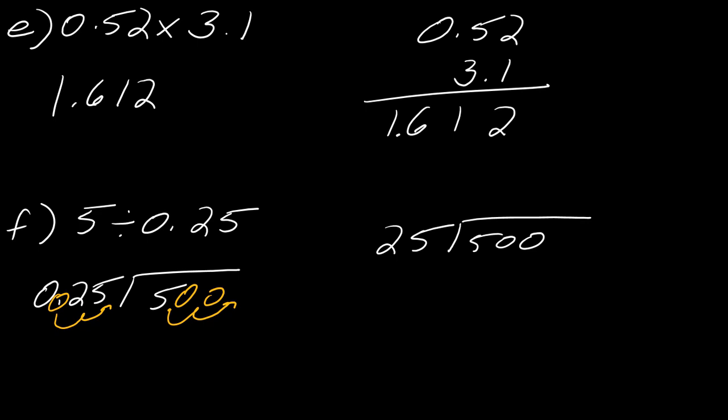And I know that 25 goes into 50 twice. Bring these zeros down. 25 goes into 0 times. So the answer here is 20. And there's nothing that you need to do to adjust the decimal.